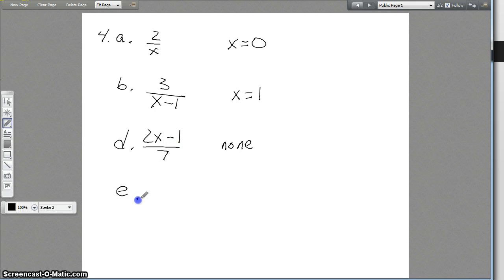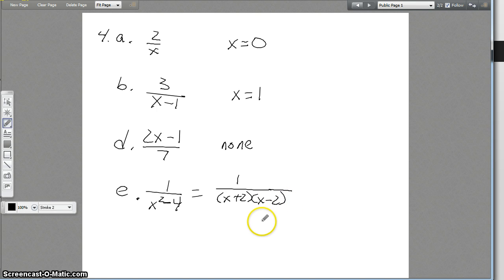Okay, then let's look at part E. We have 1 over x squared minus 4. You always want to try factoring. So this is a difference of two squares, because x squared is the square of x and 4 is the square of 2. And when you have the difference of two squares, you write your first term plus your second term, multiply by your first term minus your second term.